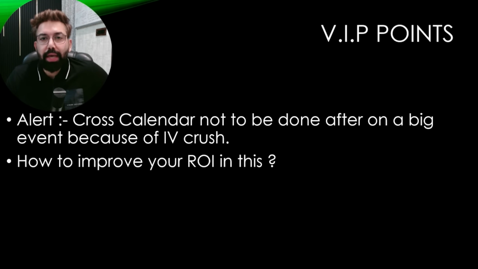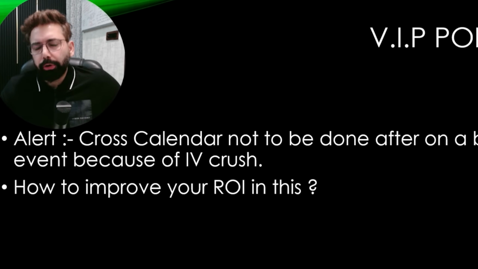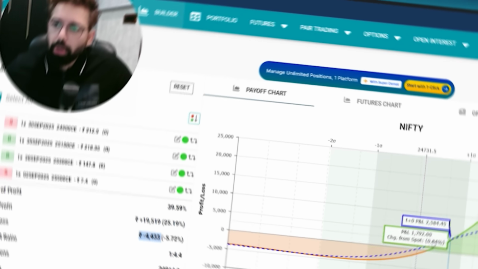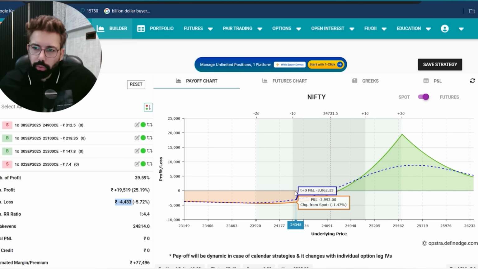When you trade a calendar, the strategy is way different than other public strategies, which maybe you've been doing for a long time. Point number 2, how to improve your ROI in this. So we're going to do a little tweak in the strategy if things start to go against us. Obviously, we cannot make the risk zero, but we at least try to reduce it. Now let's go to Opstra again and understand it more. Now obviously if market goes bullish, then that's not an issue, but if market starts to go bearish, then we would like to do something.